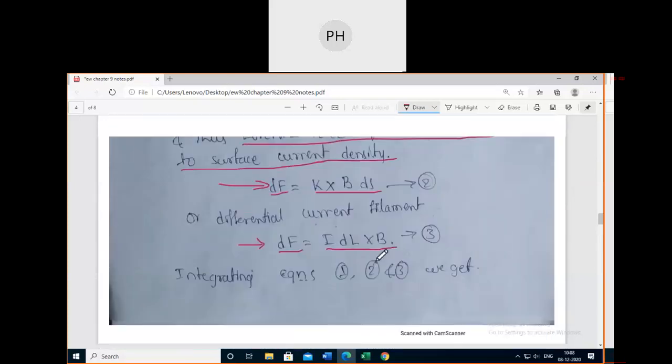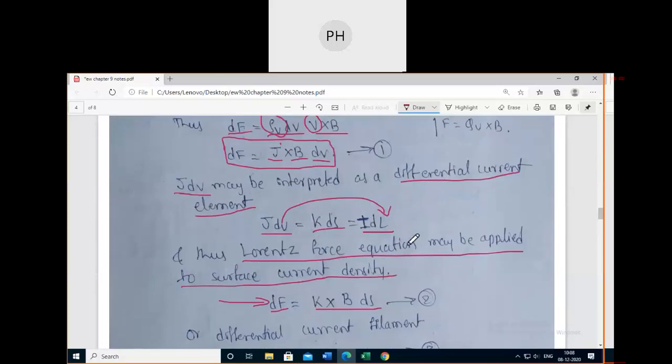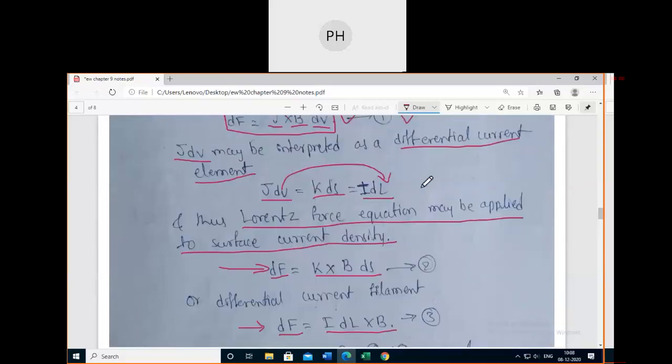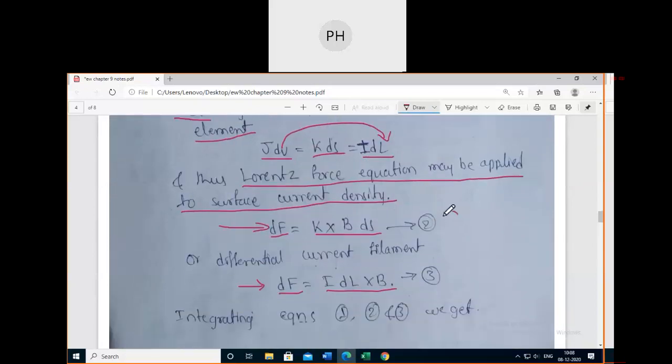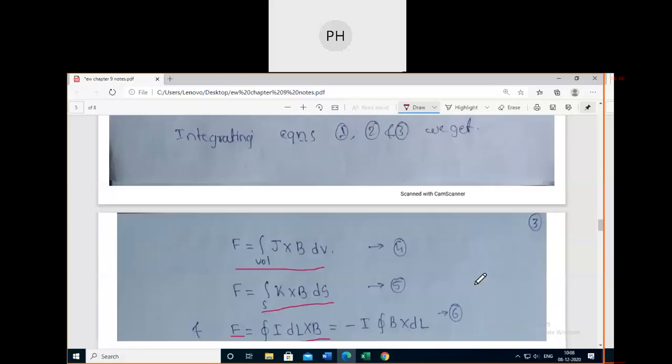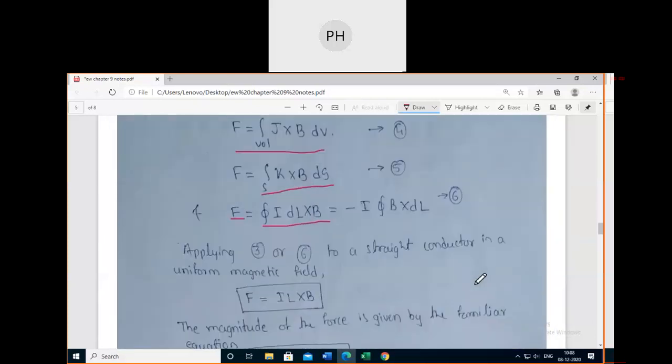These are the three equations. One is with respect to volume charge, this is indicating a surface charge, and this is indicating a line charge. So three equations we are having. What is actually F equal to?